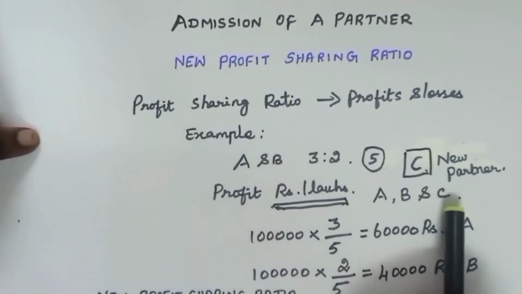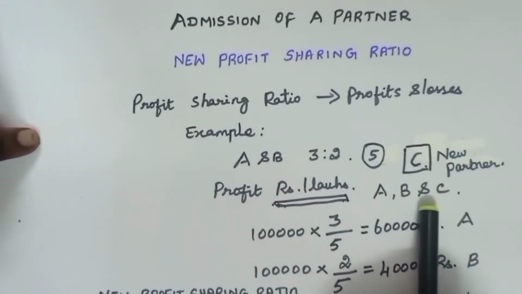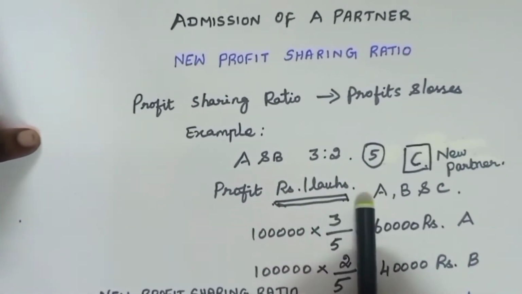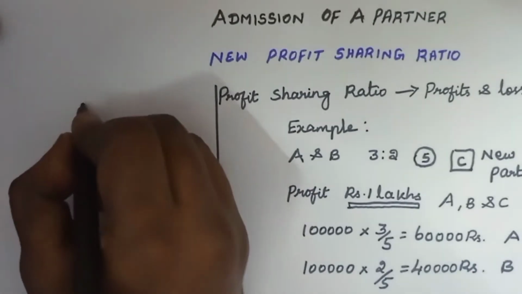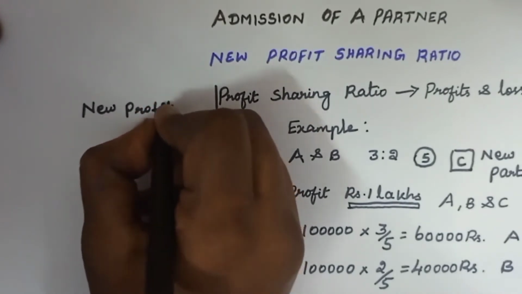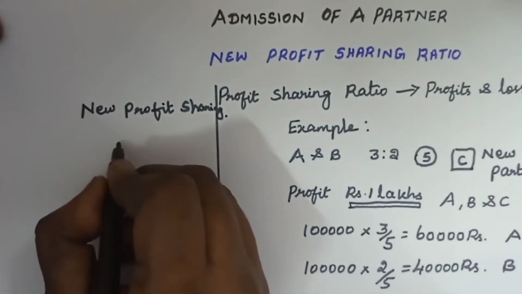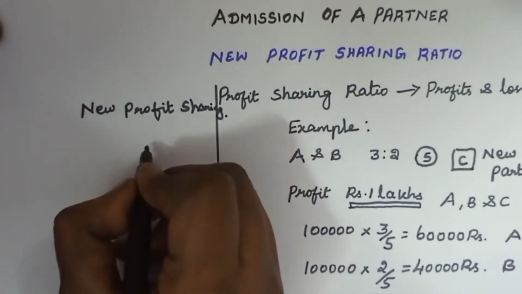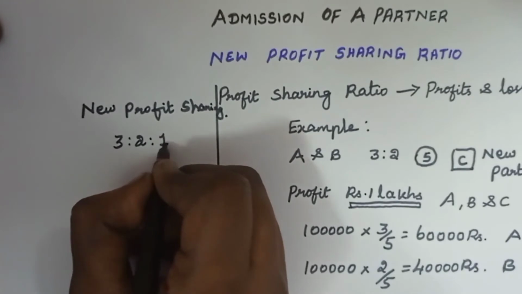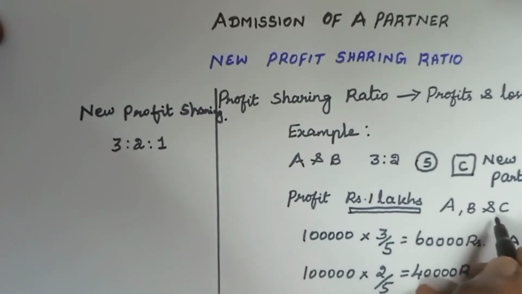Share of new partner C will be determined by the agreement. In the absence of any specific agreement, the partners are supposed to divide the profits and losses equally. We will see how to distribute the profit of rupees 1 lakh in new profit sharing ratio among A, B and C. Let us assume the new profit sharing ratio as per the partnership agreement is 3:2:1. Now I am going to distribute the profit of 1 lakh to A, B and C.